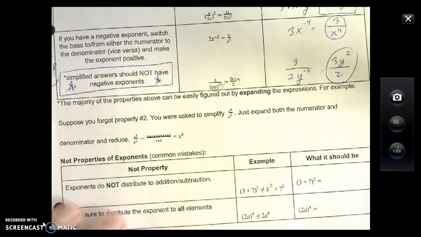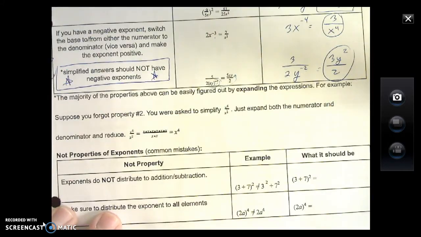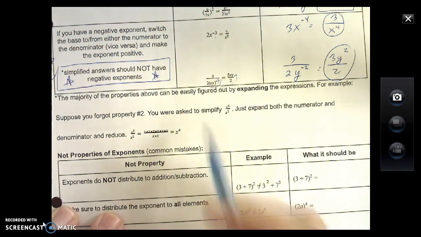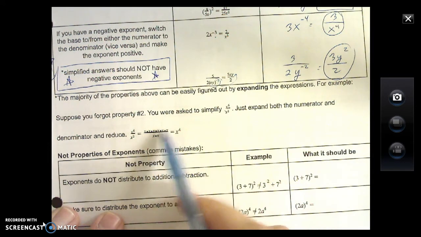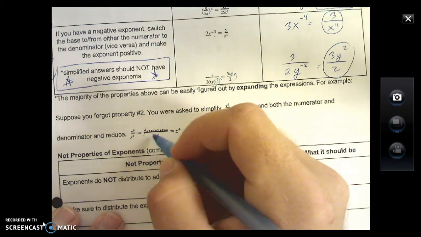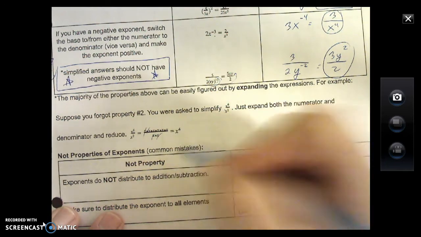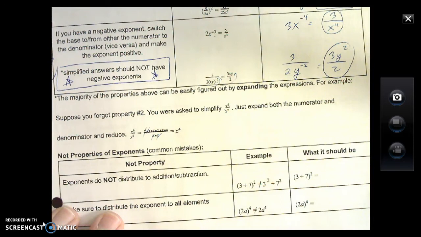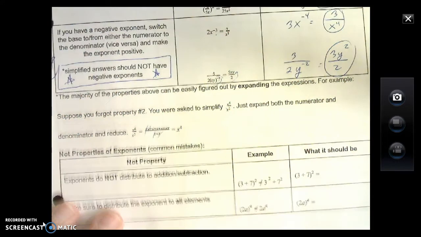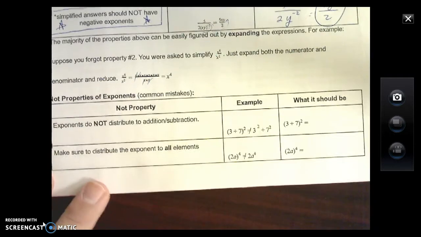The majority of the properties above can be easily figured out by expanding the expression. So, for example, if you look at number 2, you were asked to simplify x to the 6th over x squared. If you expand it, hopefully you guys are cool with x to the 6th meaning that there's 6 x's. X squared means there's 2 x's. You can just cross them off. Gone, gone, gone, gone. Count again. You have 4 x's up top. This takes a while. That's why we try to avoid it, right? But in general, it's an easier way of doing it.